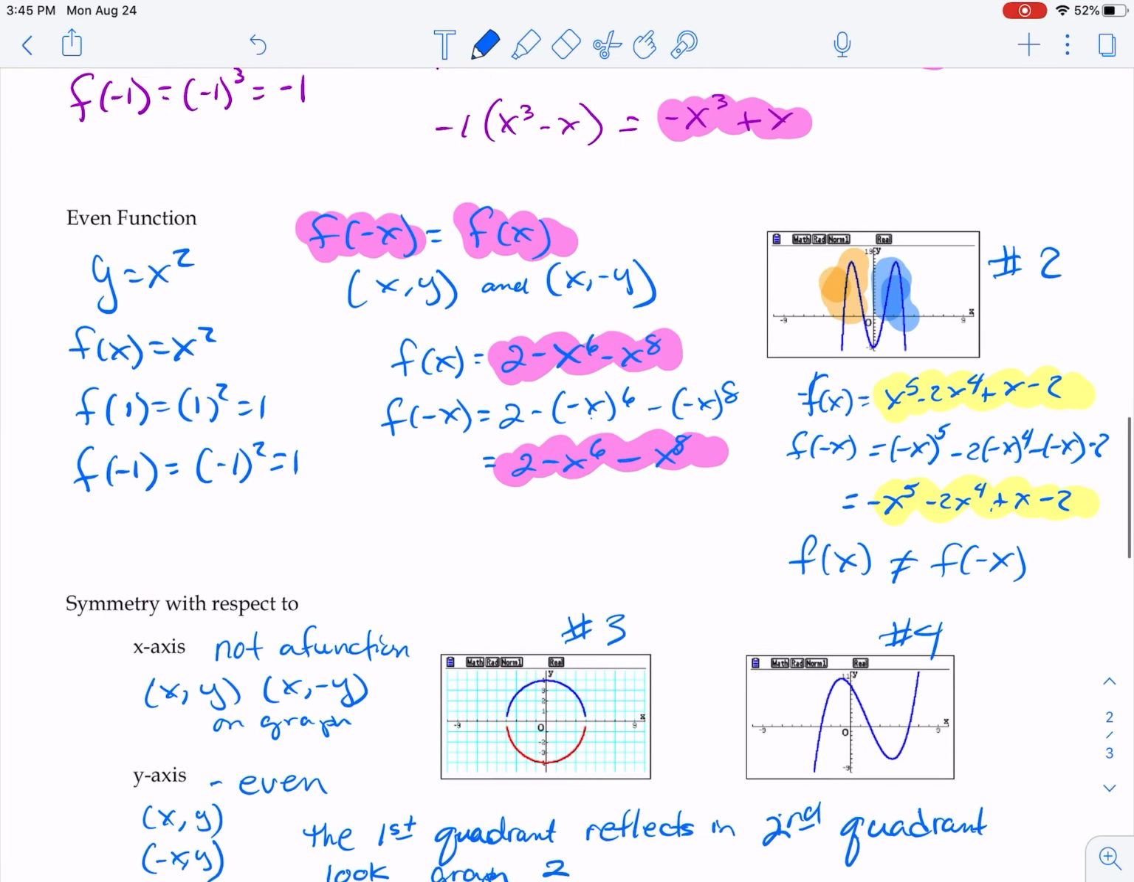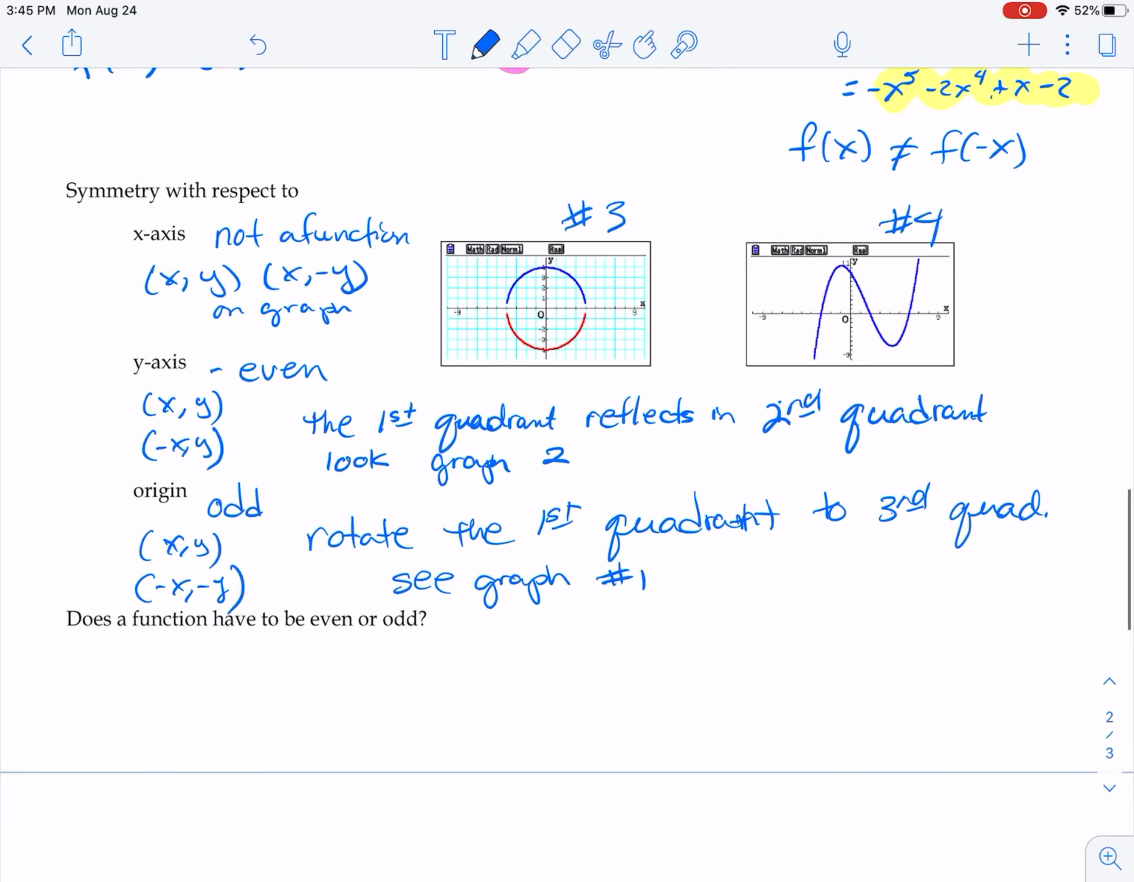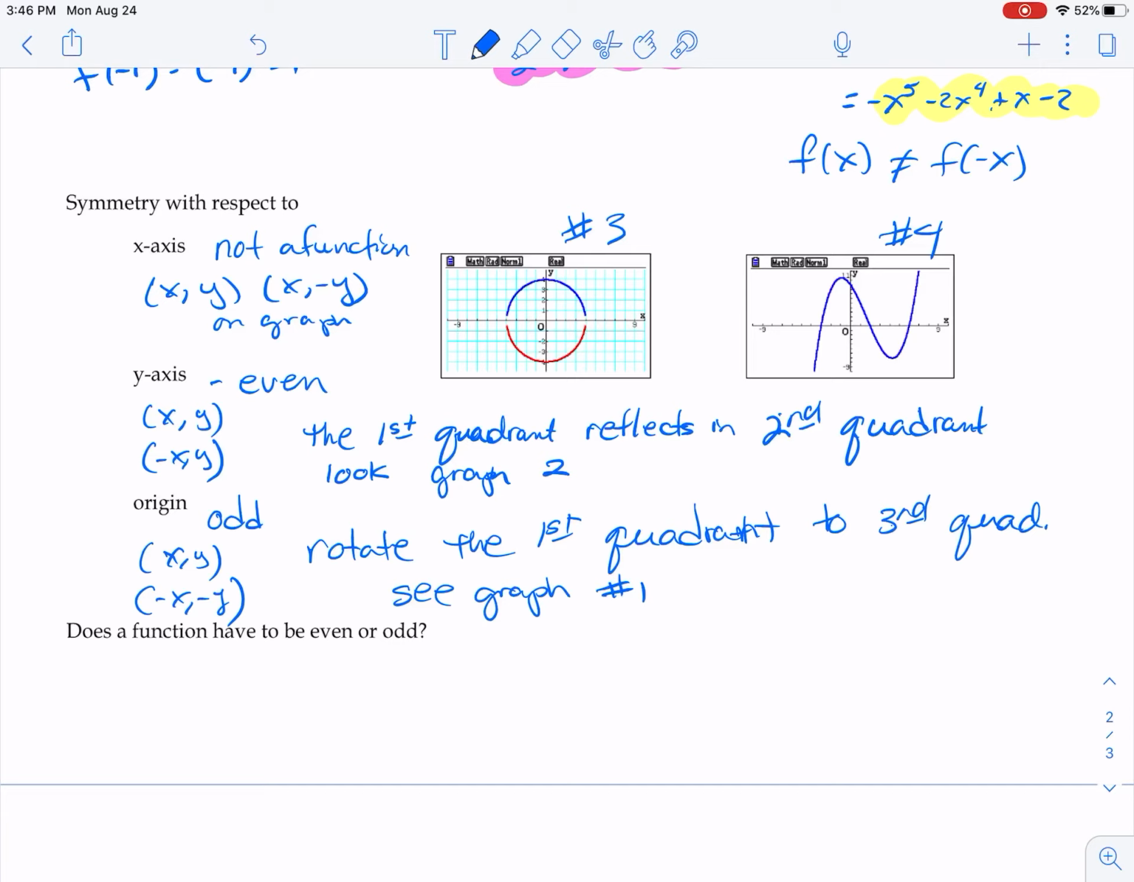All right? That was a lot of material. That was tough stuff. You might want to listen to the whole thing all over again, at least the even and odd stuff, because I know it's something you haven't seen before. And the last question is, does a function have to be even or odd? No. Okay, look at graph number 4. It doesn't, 1 and 2 don't reflect, 1 and 3 don't rotate. And that's all I got for you.